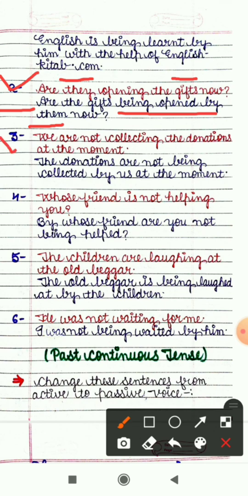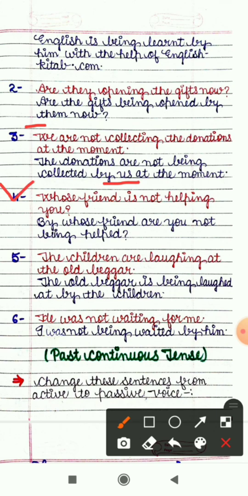The third sentence is: we are not collecting the donations at the moment. The subject is we and the object is the donations. So our new subject in passive voice will be the donations, which is plural, so we will use are. The donations are not being collected by us at the moment. Us is the objective case of we, because in active voice we was the subject and we have changed it into object, so it became us. The donations are not being collected by us at the moment.